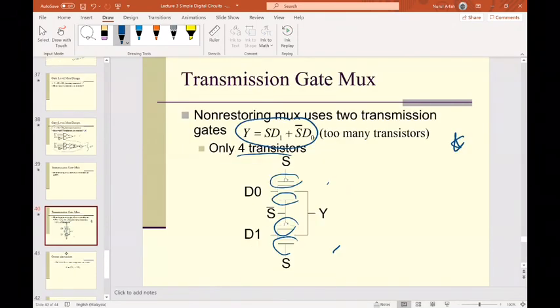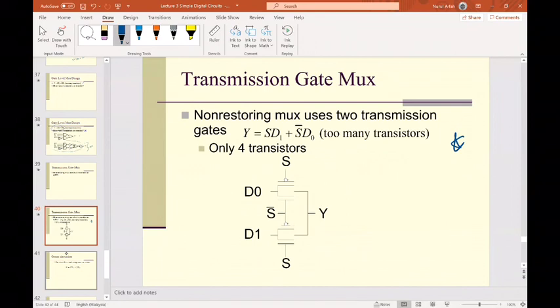Okay, here. If you can see here, if S is high, the bottom part here, the NMOS at the bottom is on, and S bar will be 0. So the bottom half of the transmission gate will work, so Y will be equal to D1. And when S equals 0, the top part of the transistor will be on, and S bar will be 1. So the top part will be on, so Y will be equal to D0.